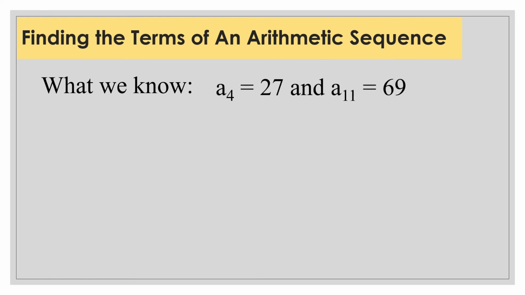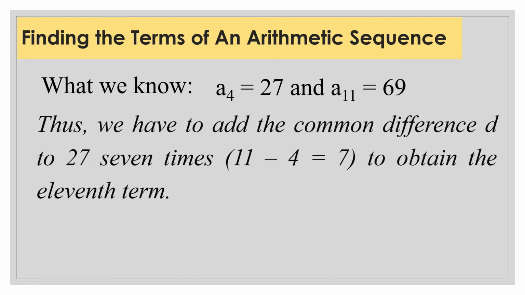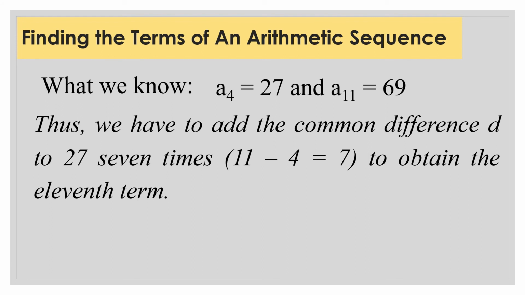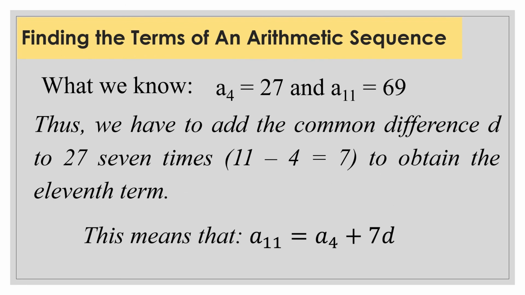Using the given data, 4th term and 11th term, we know that from the 4th to 11th term, there are 7 terms in between them. We can obtain the 11th term by adding common difference d to 27 7 times, or 11 minus 4 equals 7. This means that the 11th term is equal to the 4th term plus 7 multiplied by d.